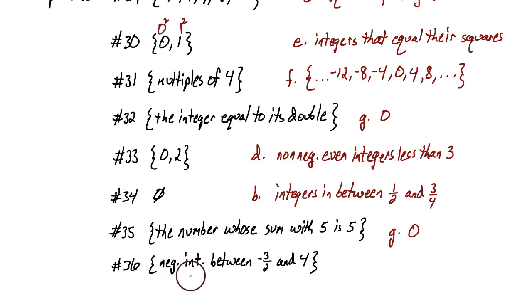Last, number 36, we're looking for the negative integer that's between -3/2 and +4. As a decimal, -3/2 is -1.5. Are there any negative integers between that and +4? The answer is choice A. That number is -1.